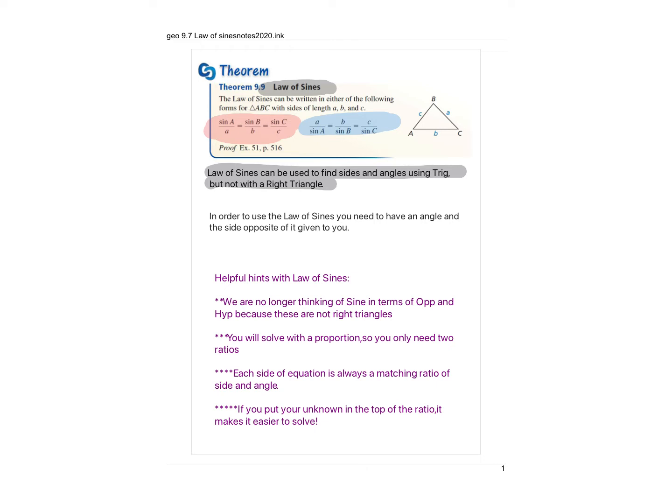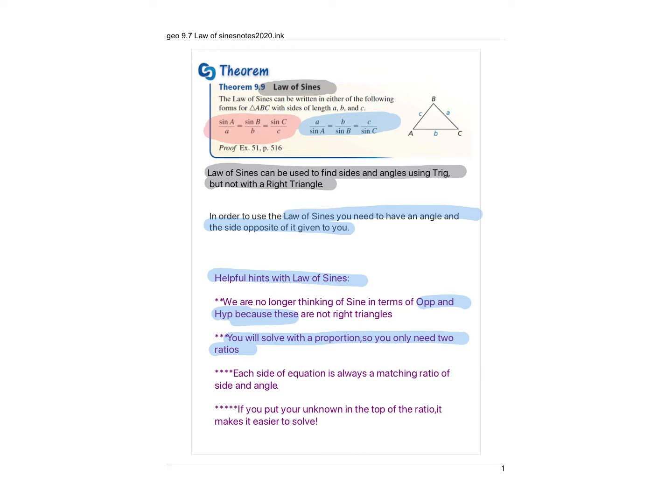So in order to use the law of sines, you need to have an angle and the side opposite of it given to you. So that's one important piece of information. Some other helpful hints are that we are no longer thinking of sine in terms of opposite and hypotenuse. We don't have a right triangle, which means we don't have a hypotenuse anymore in the triangle. So basically you're going to set up and solve proportions.